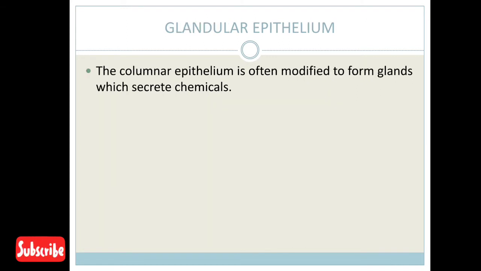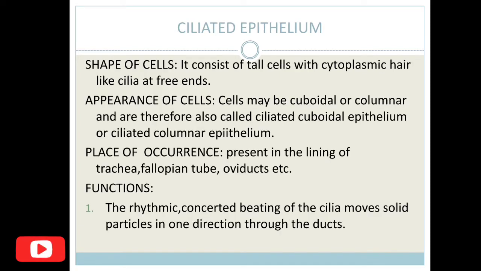Next is the glandular epithelium. This columnar epithelium is often modified to form glands, which secrete chemicals. Next is the ciliated epithelium.